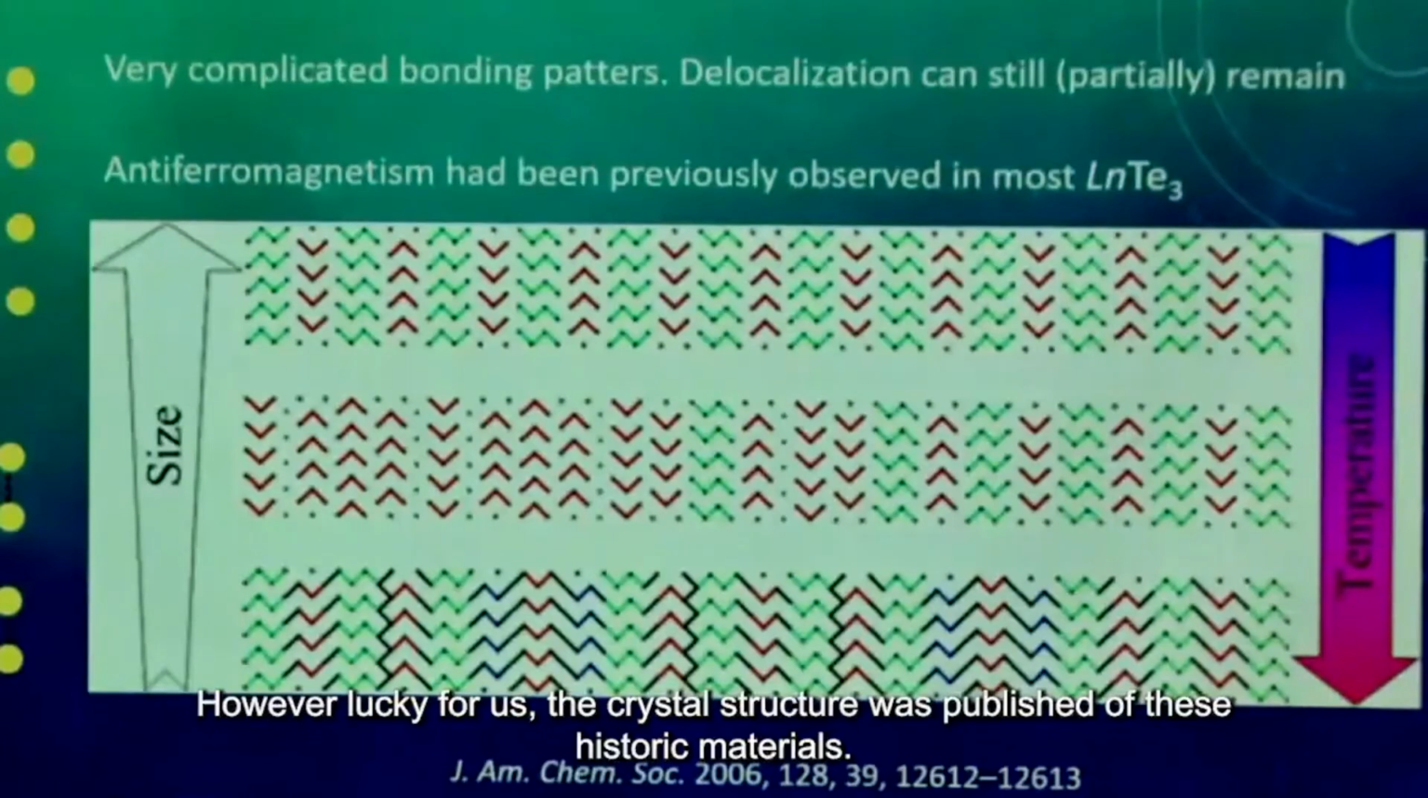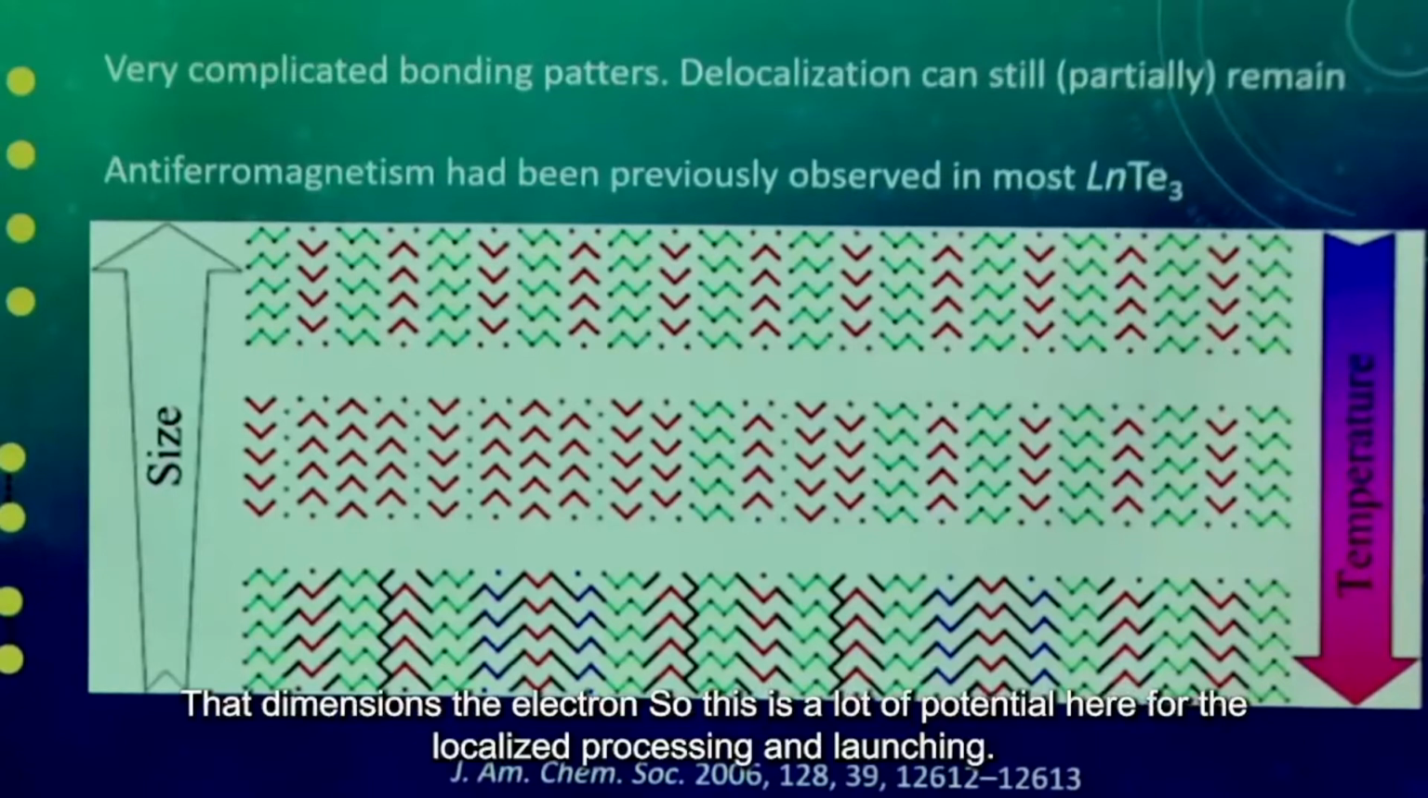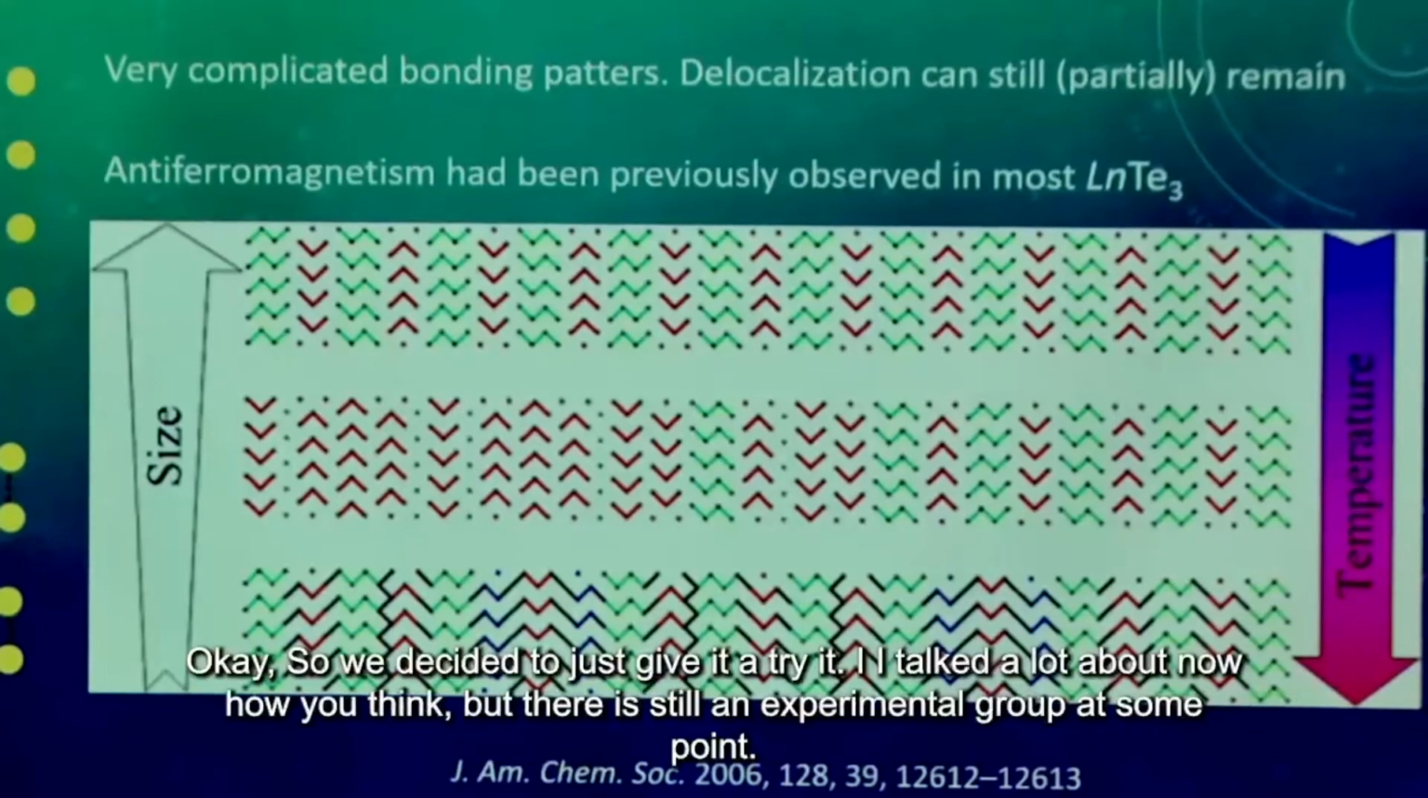However, lucky for us, the crystal structure was published of these distorted materials. They get really complex, as you see here. They don't just distort through very localized bonds that match the electron counting. So there's still a lot of potential here for delocalized bonding along these kind of patterns. So we decided to just give it a try.